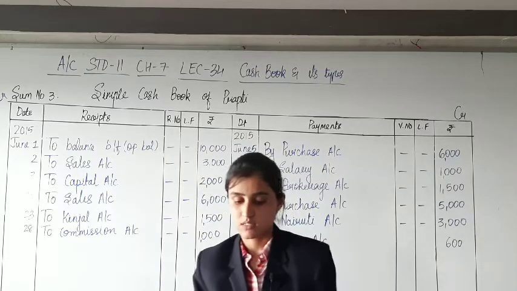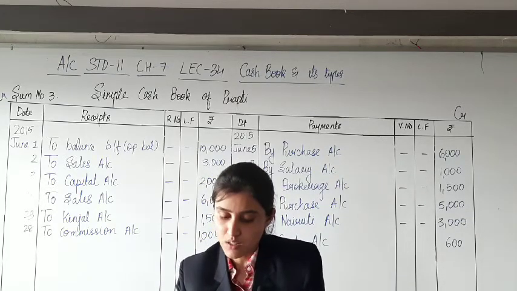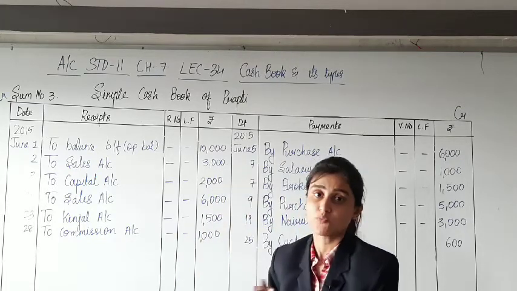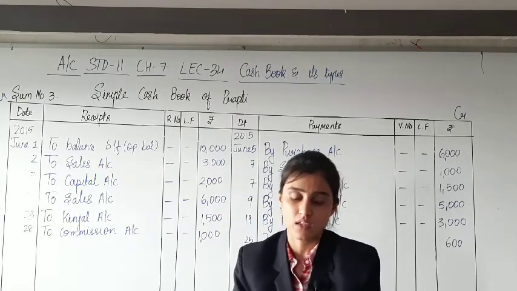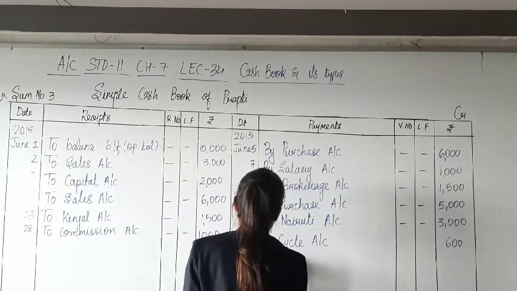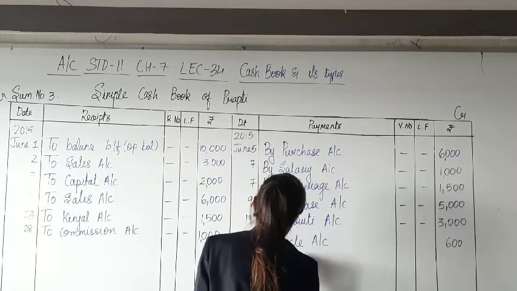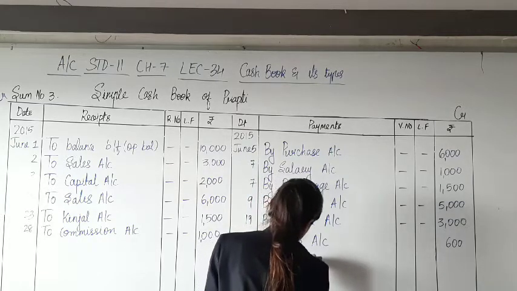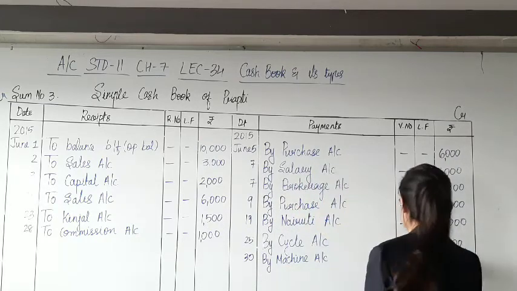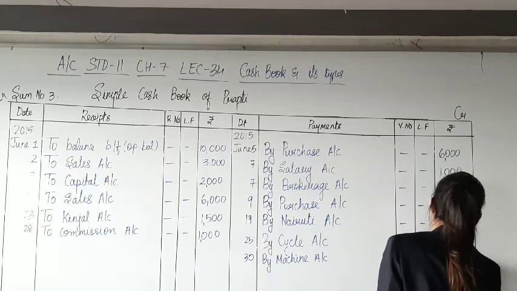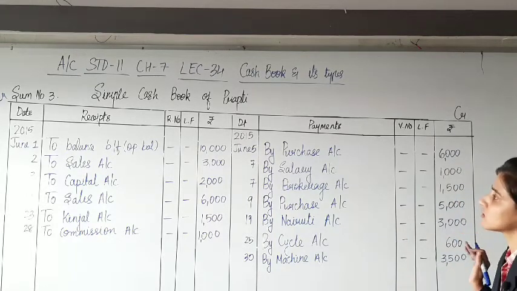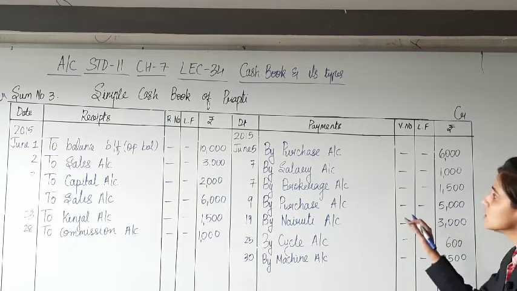Next and last, machine of rupees 3500 purchased for business. Machine has been purchased. Obviously, if you buy it, you will pay for it. So on 30th of June, on payment side, it is of rupees 3500. And we are done recording all the transactions completely.